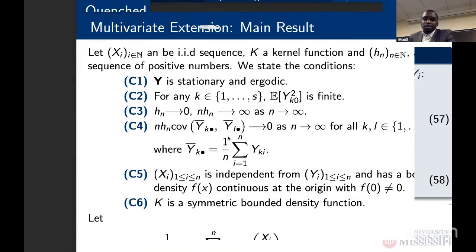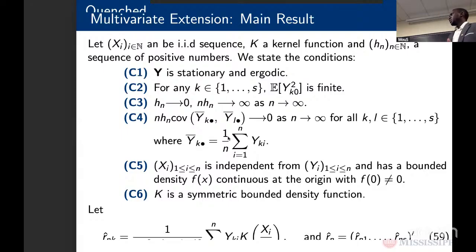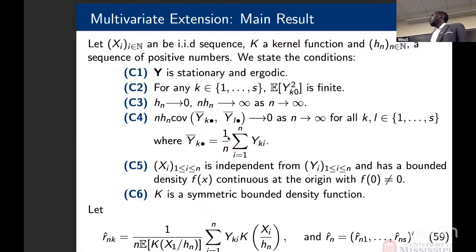Now, let X_i be an IID sequence, K a kernel, h_n a bandwidth sequence of positive numbers, and we state the conditions C1 to C6. They will be necessary for our next result. So I will leave some seconds for you to observe or read.